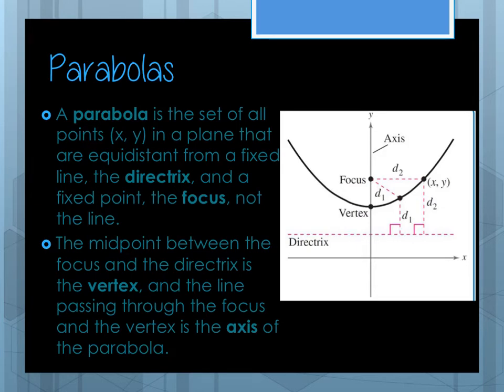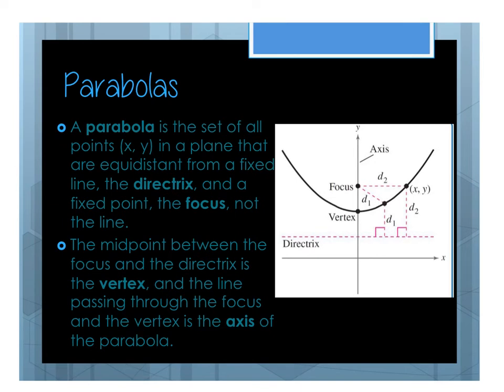So the parabola is the set of all of the points in a plane that are equidistant from a fixed line, and that line is called the directrix. And a fixed point, which is the focus, which is not on that line. So in this parabola, which is just an example of one kind of parabola you can have, because we can have vertical or we can have horizontal, we can have opening up or opening down, right or left.